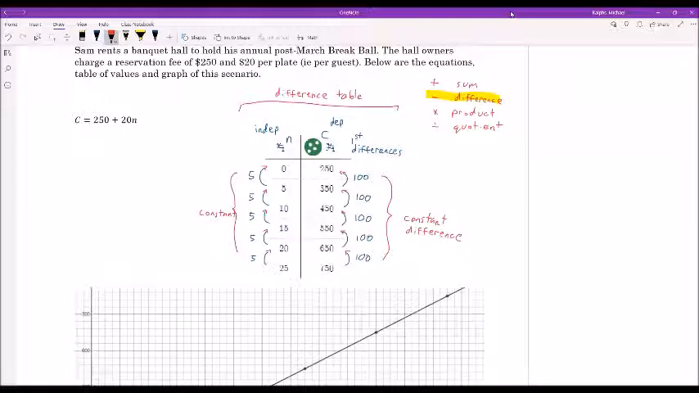So I'm saying for every increase in 5 guests, the total cost for Sam is going to be $100. Okay, and that's what this is telling us right here. So what we're doing here is actually determining the rate of change of cost. Okay, it's a rate. So rates will compare different things. Okay, so rates are comparisons.